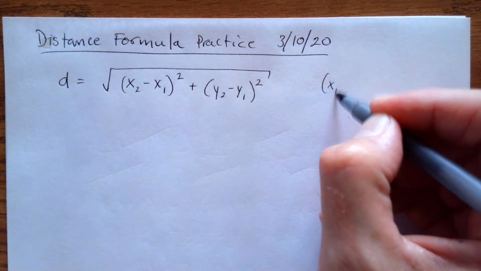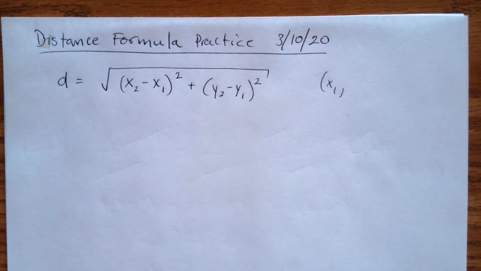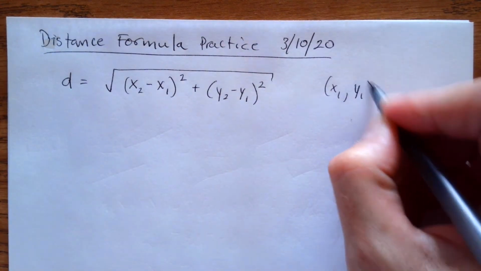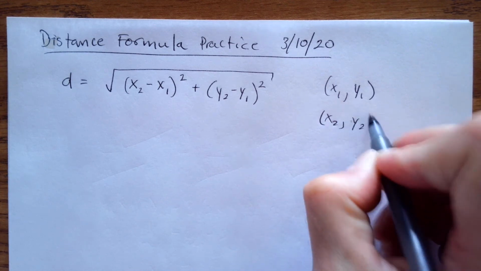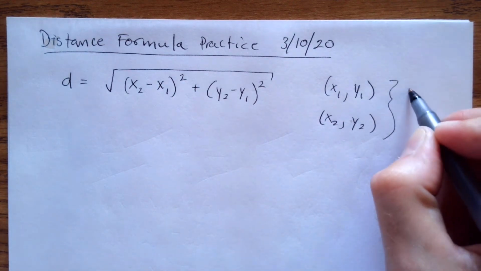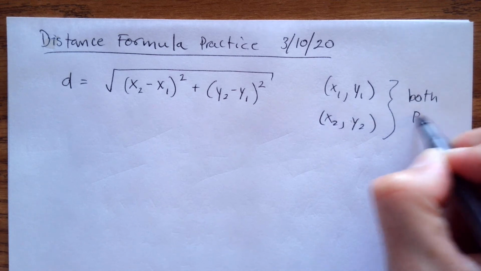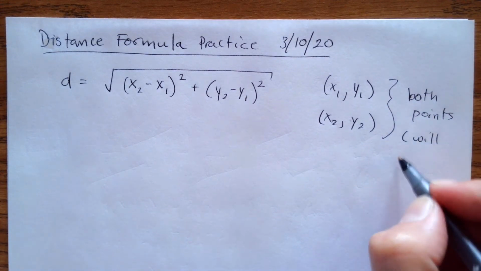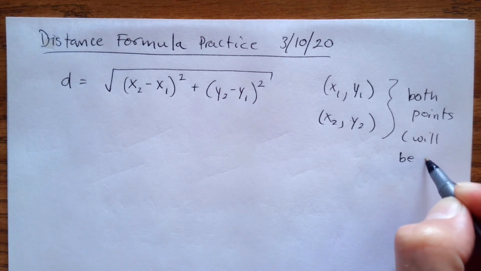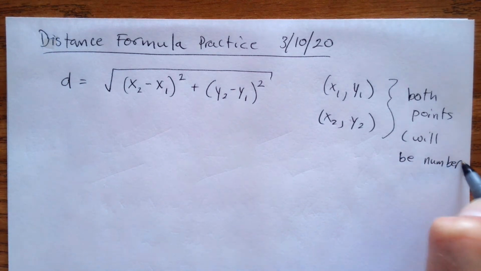where x1 and y1, x2 and y2, those are both points, will be numbers. They will be numbers.